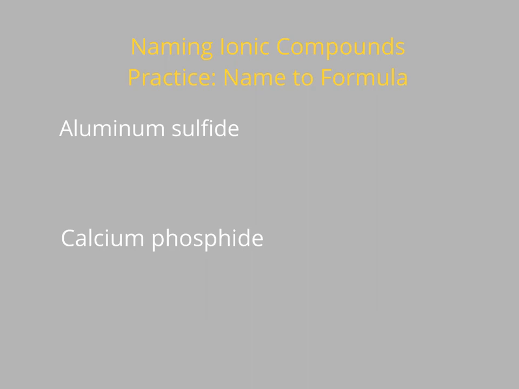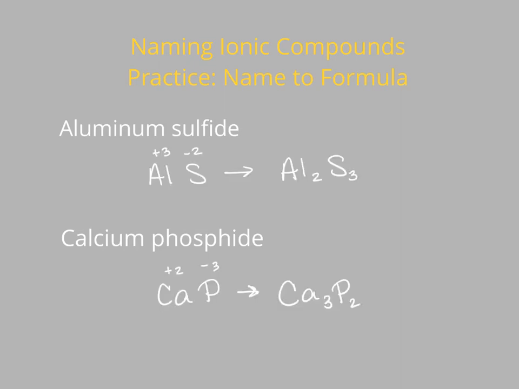So now pause the video, try these 2 examples on your own, and when you're ready, hit play to check your work. And there you go. For aluminum sulfide, you should have had Al2S3. And for calcium phosphide, you should have had Ca3P2. And that concludes our discussion of naming ionic compounds.